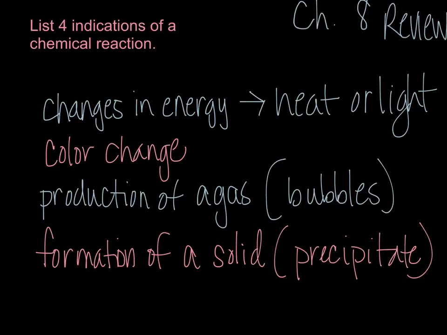The second example could be a color change, and that is if something was clear and it changed to colored. In the case of when we put the aluminum into the copper 2 chloride, that changed colors as the aluminum was dissolved and the copper came out of the solution. The production of a gas, we're going to see that as bubbles. When we put the zinc in the HCl, it definitely bubbled, and then we collected the gas, so that's another way. And then the last way we're going to talk about is the formation of a solid or a precipitate.